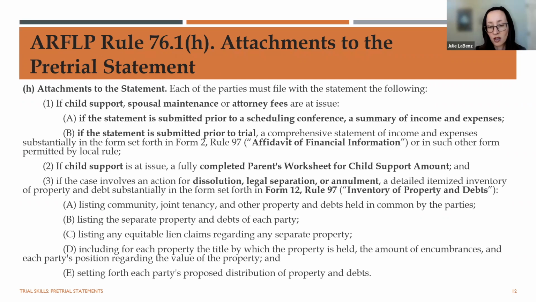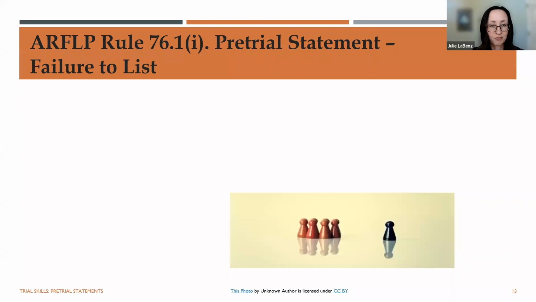So an AFI, if you've got child support, spousal maintenance, and/or attorney's fees at issue in your case, a completed child support worksheet if child support is at issue in your case, and then a completed inventory of property and debts if you're facing a divorce, legal separation, or annulment. Those are going to be the documents that must be attached to your pretrial statement.